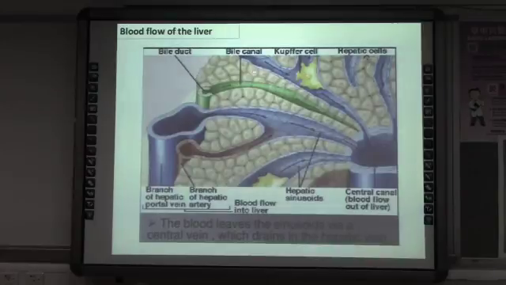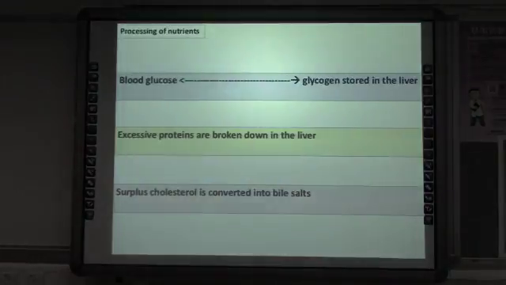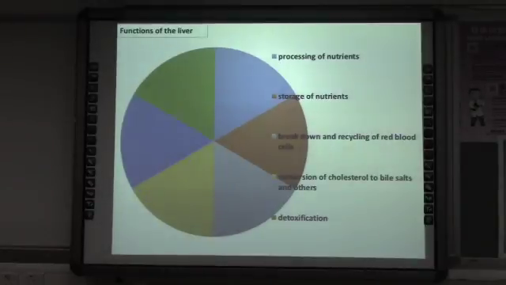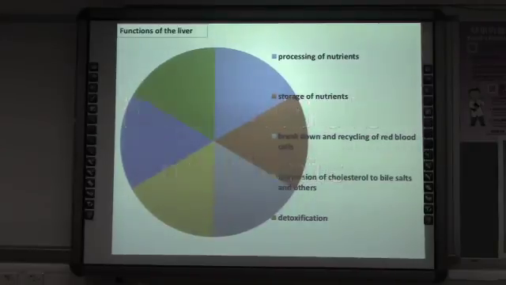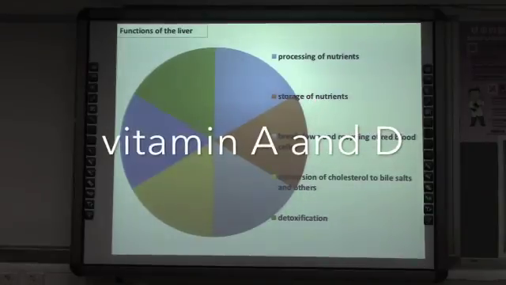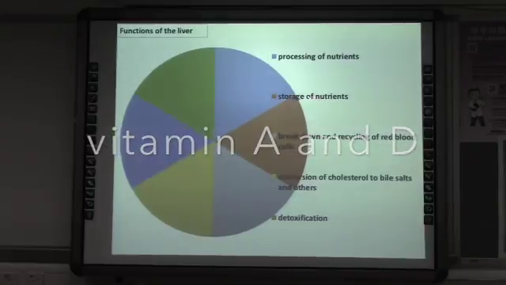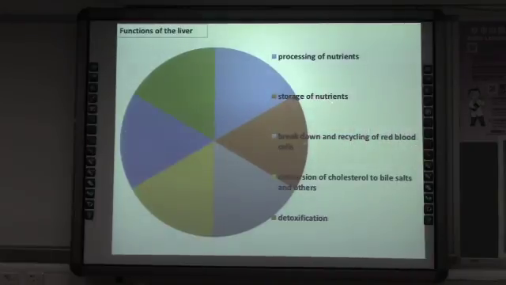Alright? Now we have to look at another slide, this one. Here we have an introduction to the functions of the liver, including processing of nutrients. What about storage of nutrients in your body? The nutrients we're talking about here include the lipid-soluble vitamins like vitamin A and vitamin D. They can be stored in the liver if the amount is in excess, if there is too much.